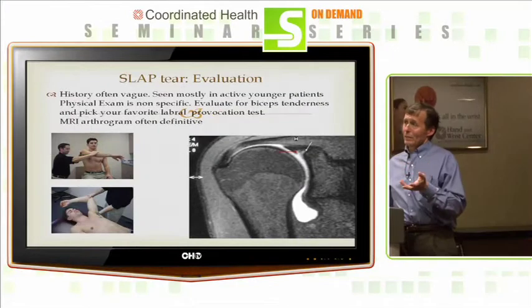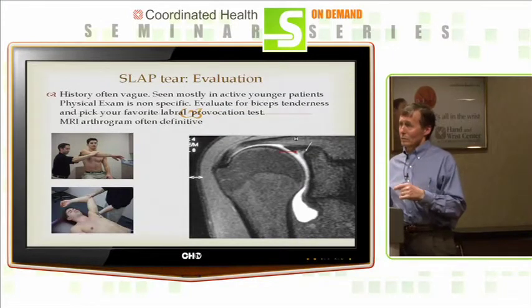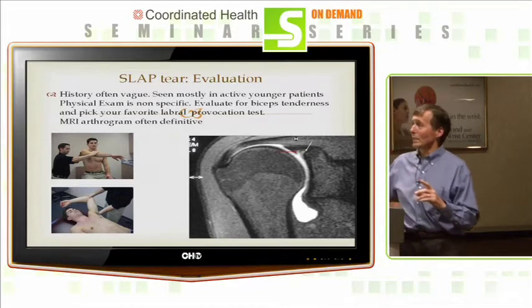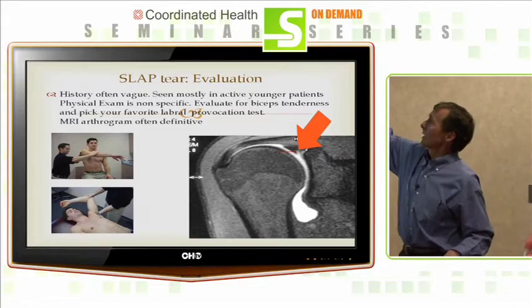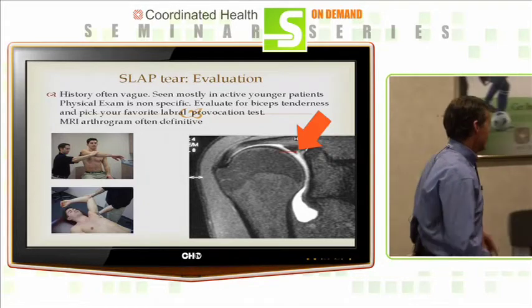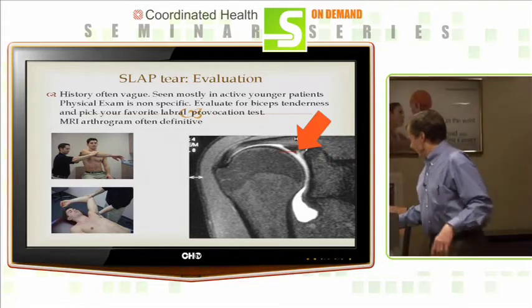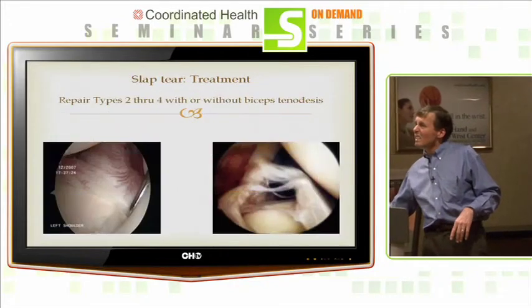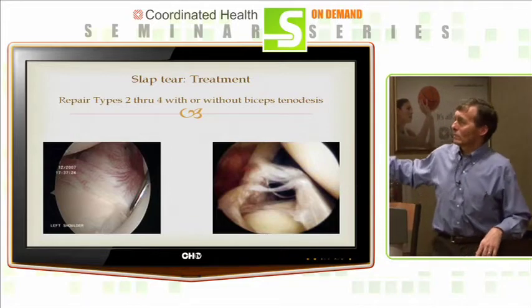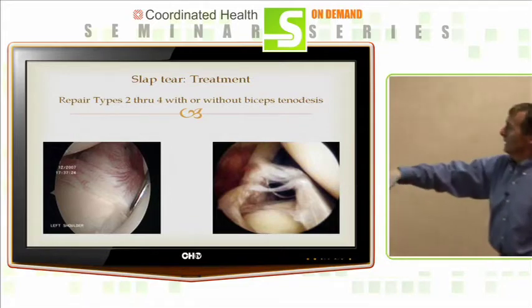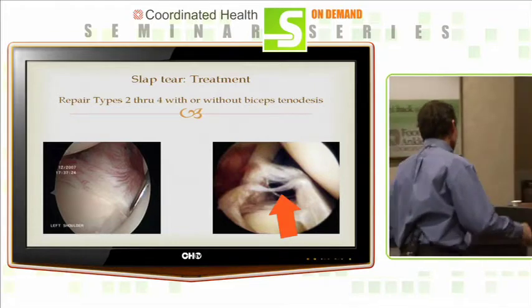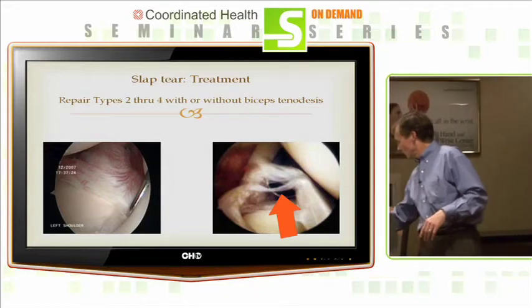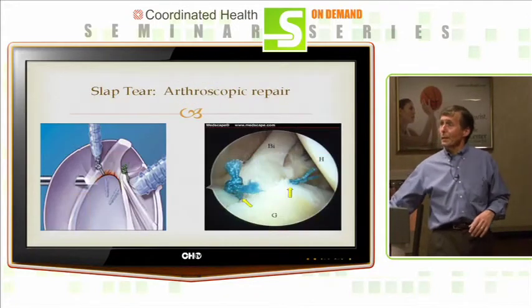This is how I evaluate the tear. We have a certain exam, but really you can see the tear on MRI. And this is the dye in the shoulder. You can see where it tracks. That's a SLAP tear. Let's see here. There's a good picture of a SLAP tear. You can see this whole group of tissue here should be attached here. That's a very unstable shoulder. That's a SLAP repair, okay?